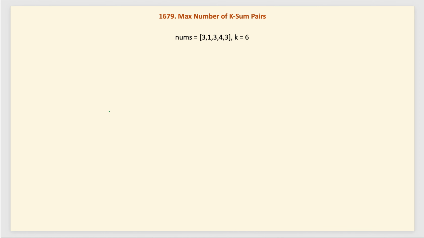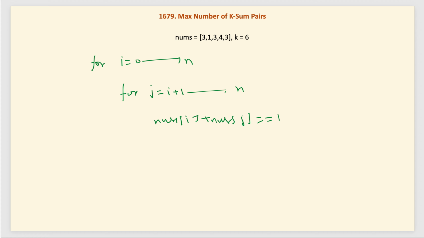One brute force solution you can come up with is to use two loops. Start from here, for i equals 0 up to the length of the array, and start another nested loop from i plus 1 and go up to n again, and check if nums of i plus nums of j equals k. In that case we found one pair.